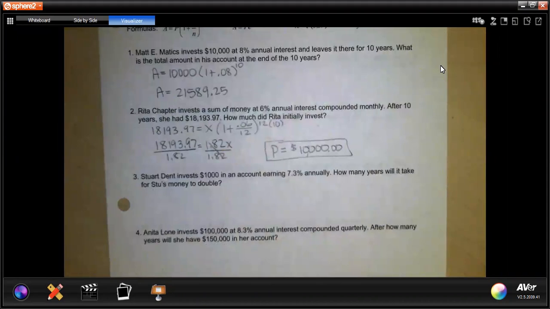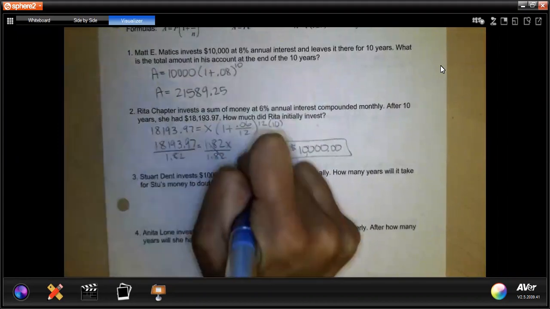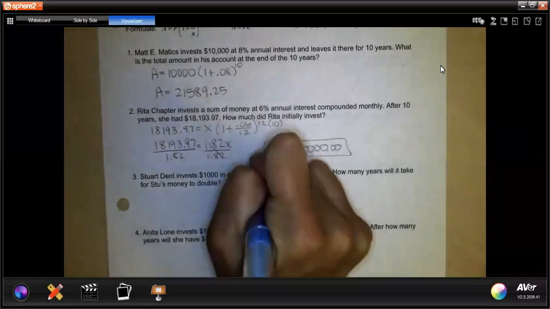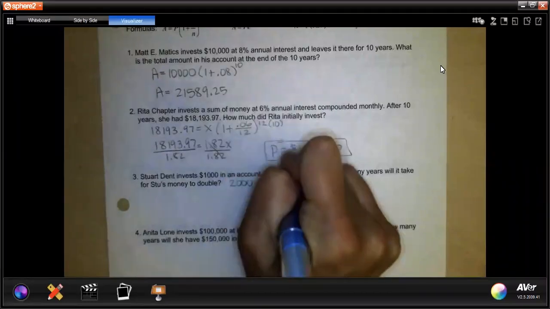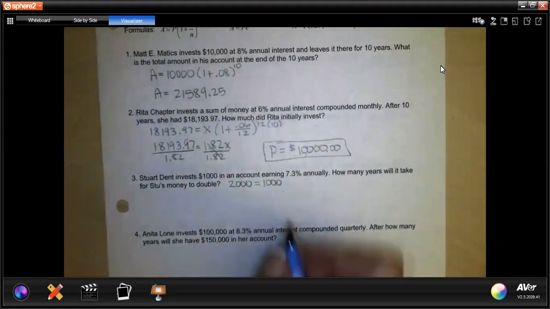All right, for our next one, Stuart Dent invests $1,000 in an account earning 7.3% annually. How many years will it take for Stu's money to double? So if we want to know how long it's going to take for it to double, well, double 1,000 is 2,000. So our ending amount should be 2,000. Our starting amount was 1,000. So that goes there.